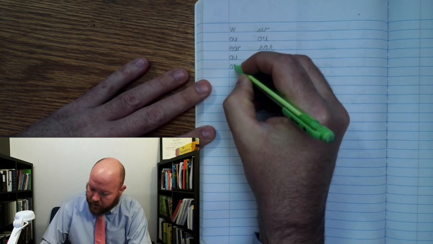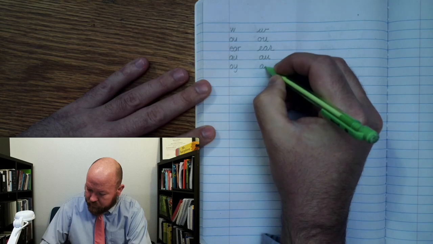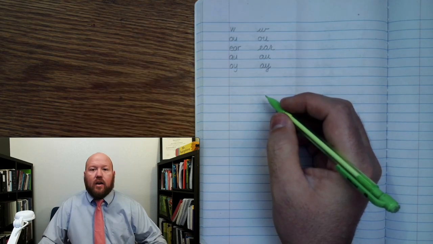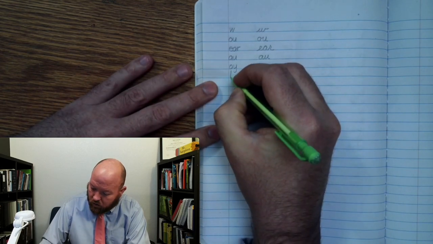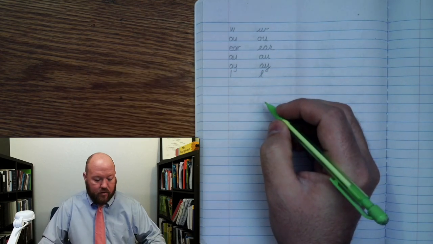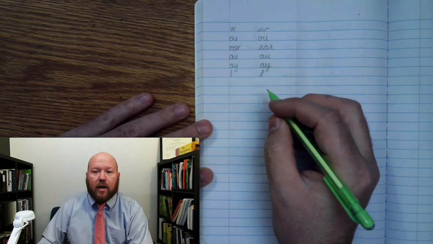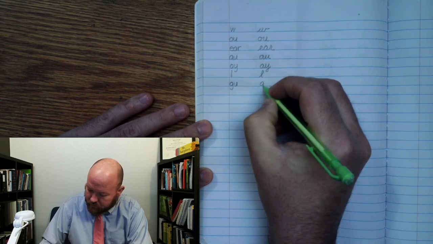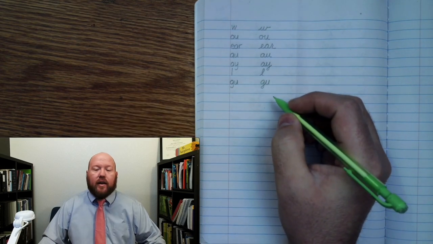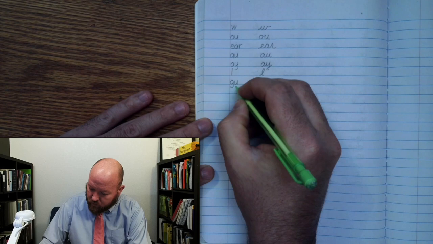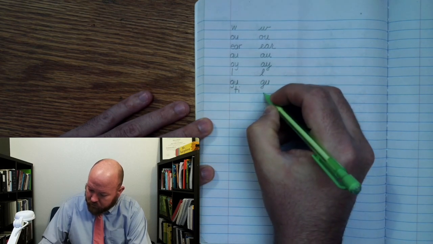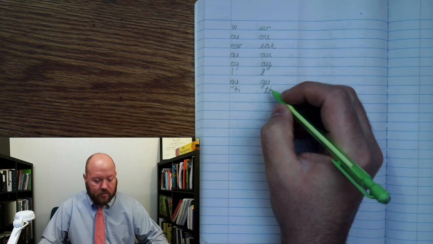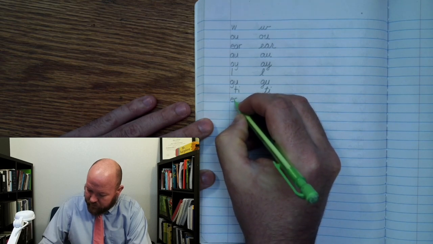Next one, a. Next one, ol. Next one, g. Next one, sh, tall. Next one, ed, d, t.